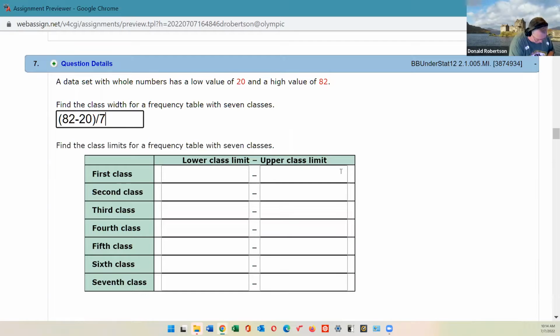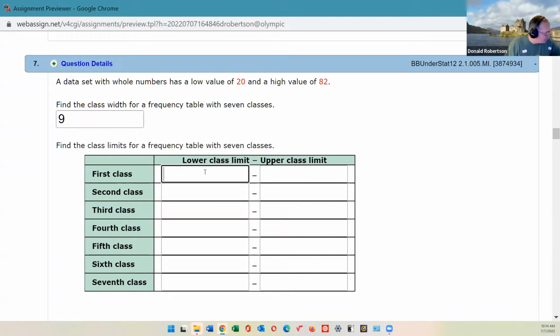And on my calculator, 62 divided by 7, it comes out as 8.859. Right? 8.85 roughly, right? What do we round that off to? Because we need a whole number for these intervals. Agreed, 9.